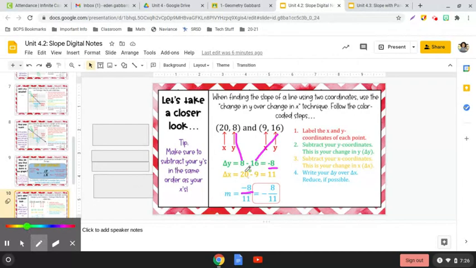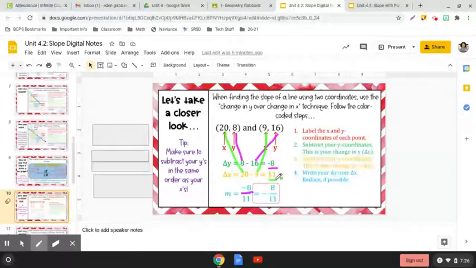And then our change in x. So our first x is right here. Our second x is right here. So 20 minus 9 equals 11. And our change in x is 11. And so we have a negative 8 over 11, which is just negative 8 over 11.